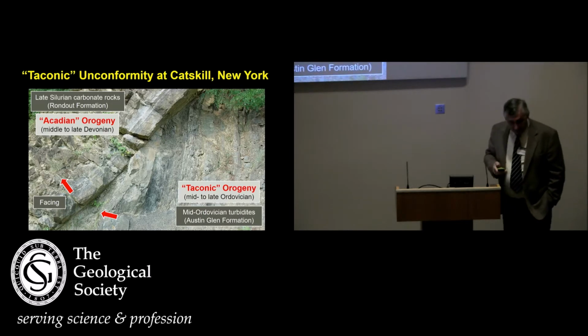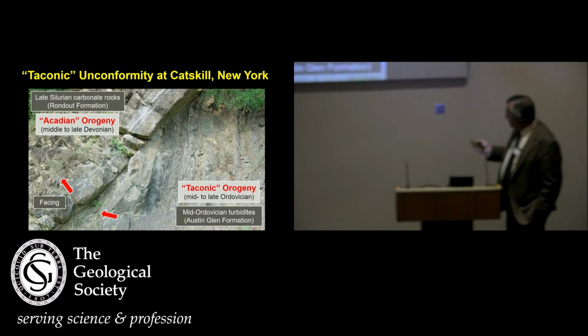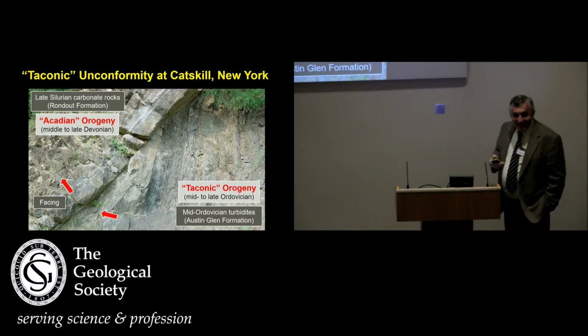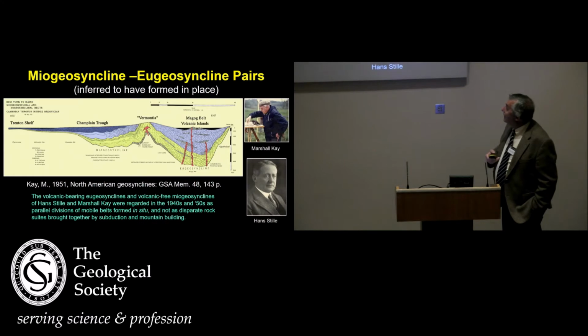The reality, if you look at the geology of New York, is that the deformation was more or less continuous from the mid-Ordovician all the way through to the end of the Devonian. And you can find evidence in the stratigraphy that would support that view. But anyway, this is a famous outcrop where that sort of idea is still promulgated. And I borrowed this from Marshall Kay's book.